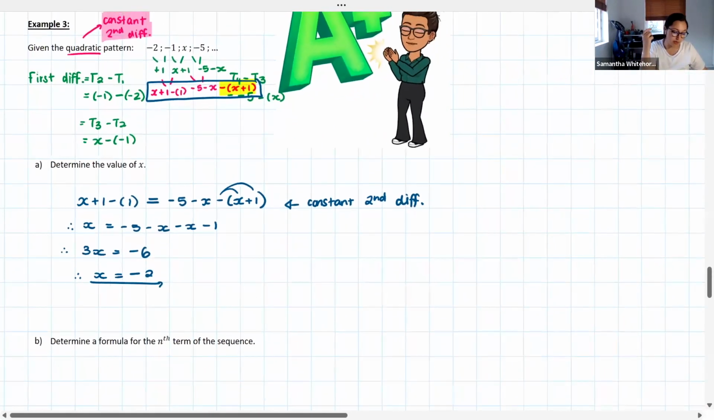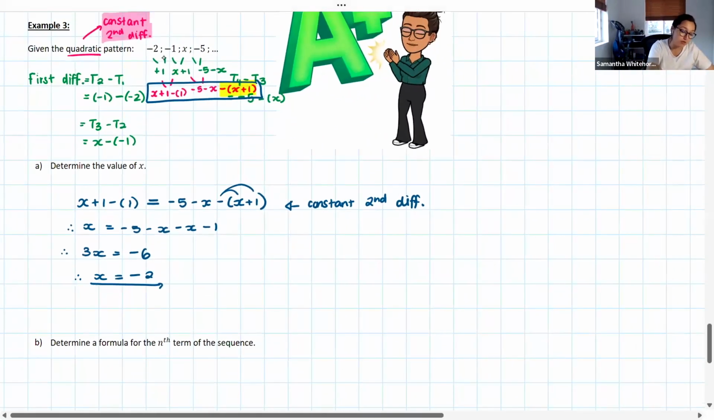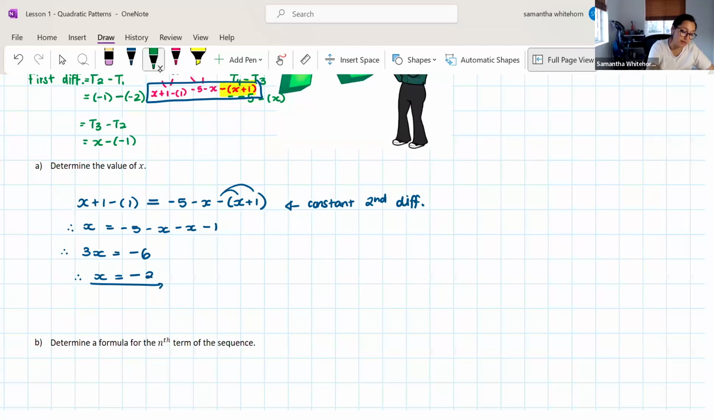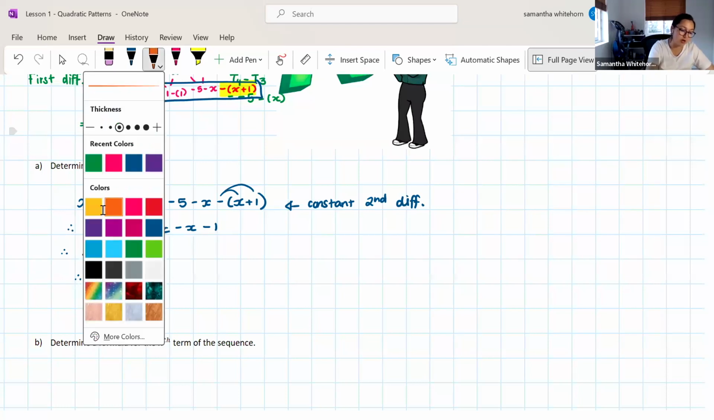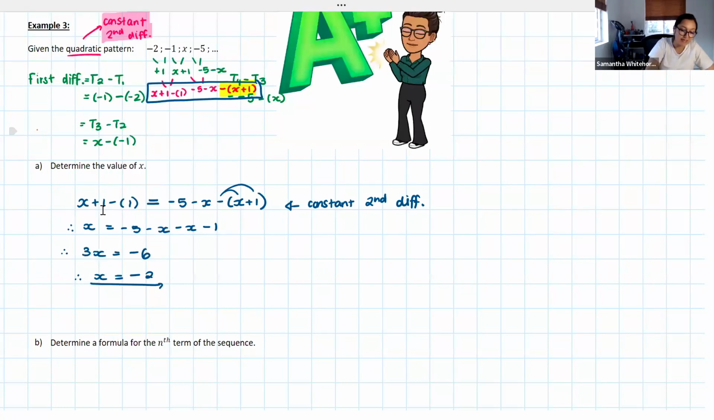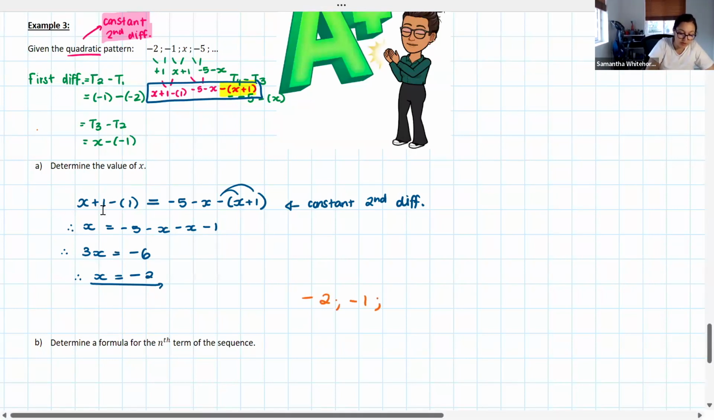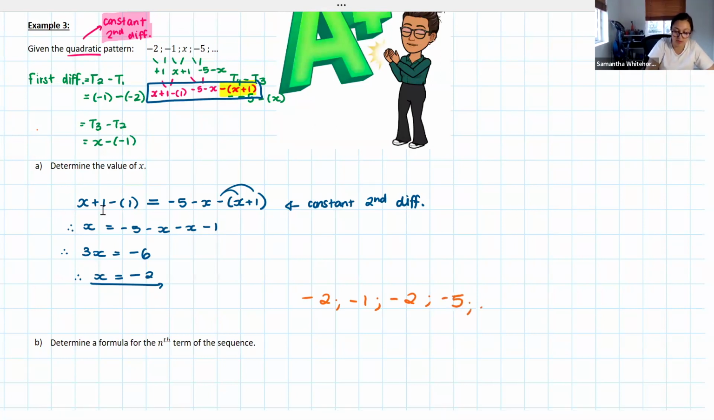Right, so now that we've got this value of x, what I always like to do, and you don't have to, but it is useful because invariably the next question is going to ask you something based on the pattern, is I like to put it back into my pattern. So I've got -2, -1, -2, -5, and then we've got our whole pattern going on.